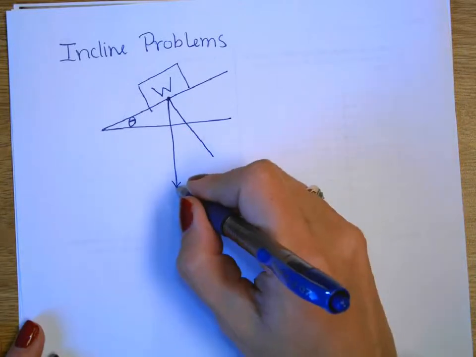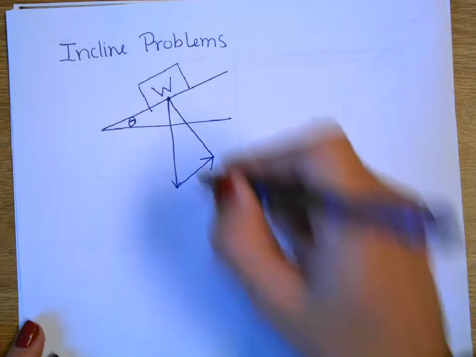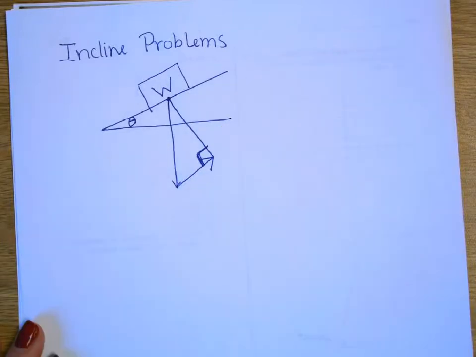Actually, no, this is the friction force here. This one. So these two are added together head to tail, and this will always make a right angle over here. Just draw that triangle.